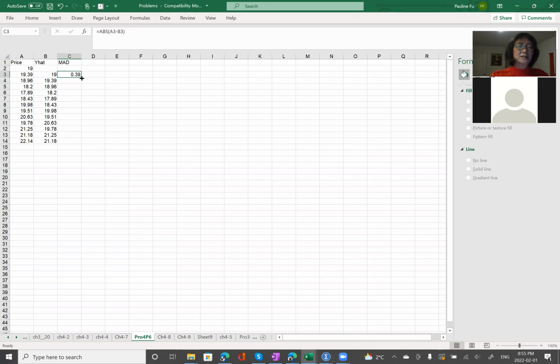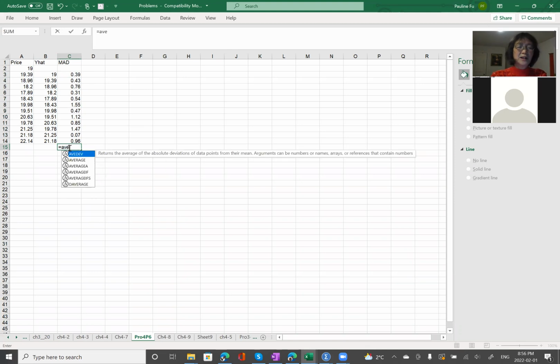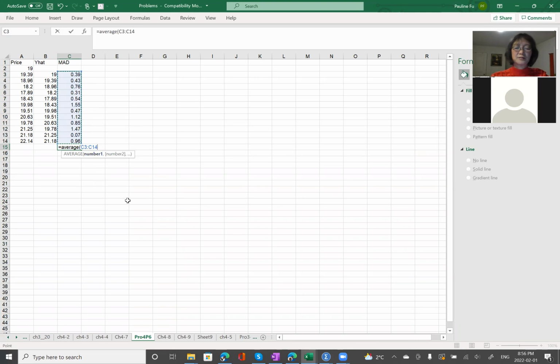And then do the average of all these numbers highlighted. That is the MAD, equal AVERAGE, do the average. Okay, so that is MAD.